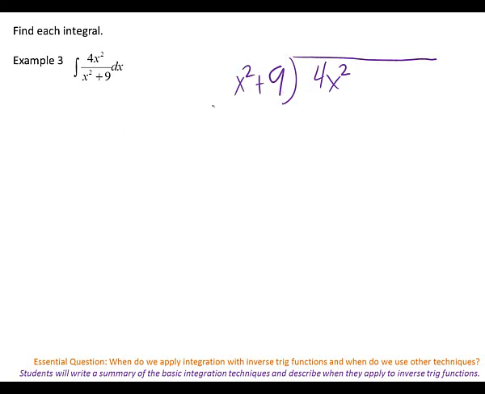All right? So I'm going to divide. How many times does x squared go into 4x squared? 4 times. I'm going to distribute that. So 4 times x squared is 4x squared. What's 4 times 9?